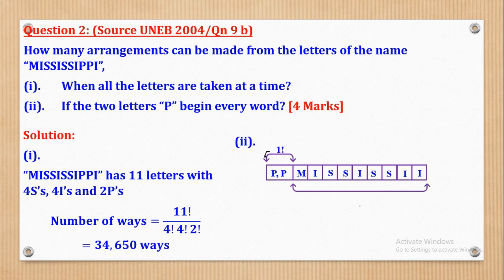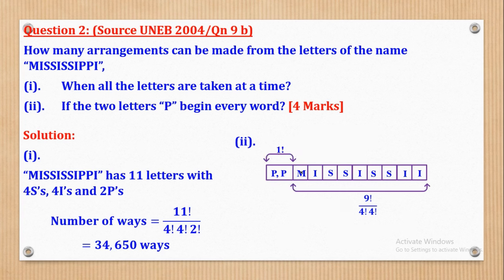Now, because these ones must begin every word, it implies that you don't alter their position. They cannot shift to any other position. They have to remain only at this position. That is why now here, the only thing we need to regroup is from here up to here.